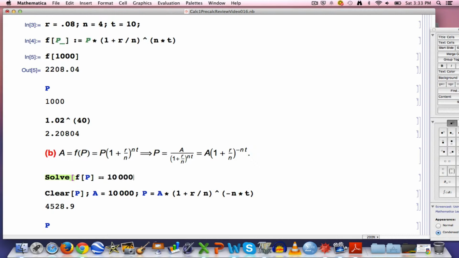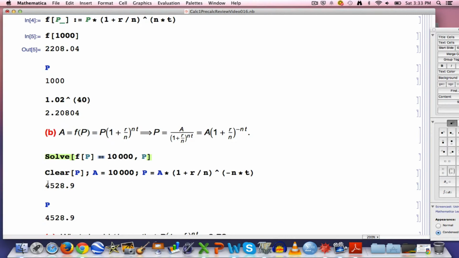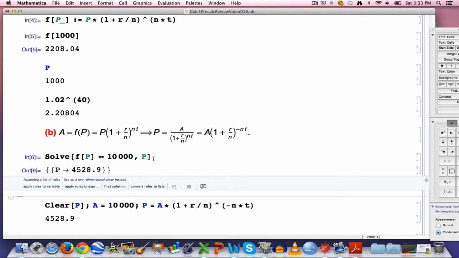This is the basic syntax. Notice that I needed two equal signs here. That's not a typo. When you solve equations in Mathematica, anytime you're using code that solves equations, double equal signs are necessary to use. All right, so this should be the same answer we got down here, 45.28 and 90 cents. And it is. Here's the way it spits back the output, p arrow 45.28 and 90 cents.